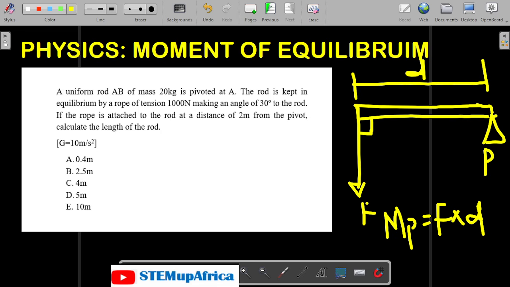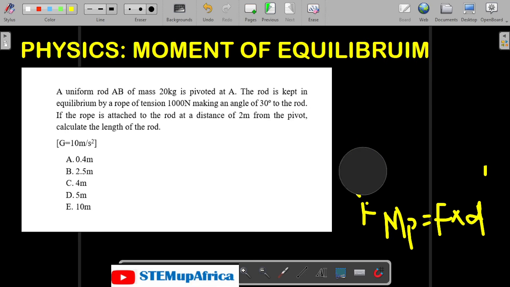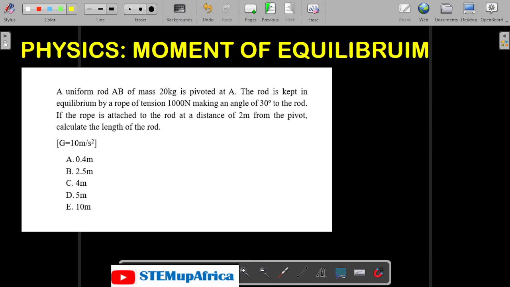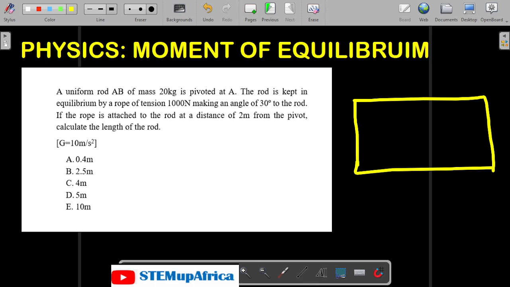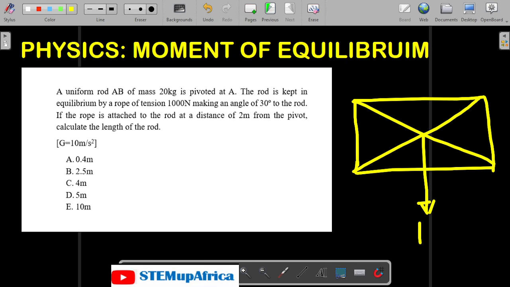And for a uniform rod, the mass of the rod is always established in the center of gravity. And what is center of gravity? It is the point to which the resultant weight of an object is concentrated. So for a uniform rod, they use a rectangular bar to describe it. If I join the two diagonals here and here, the center of gravity, the weight of the rod, will be here, let's call it W.